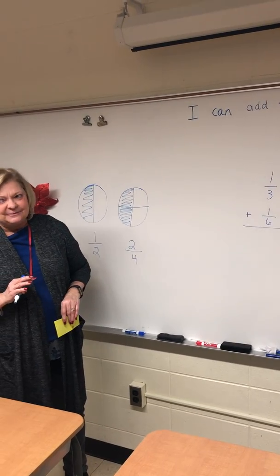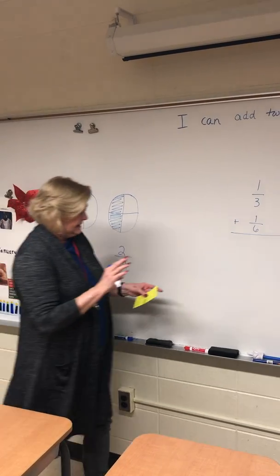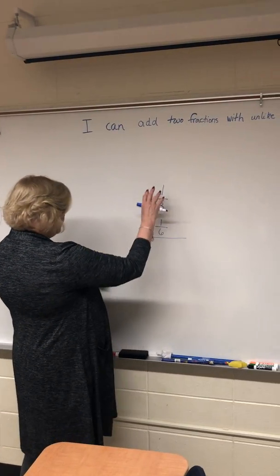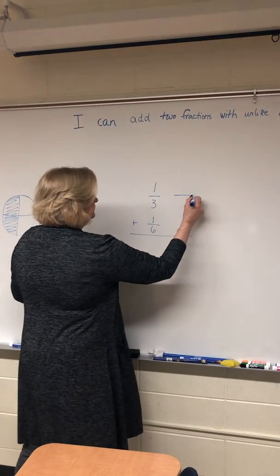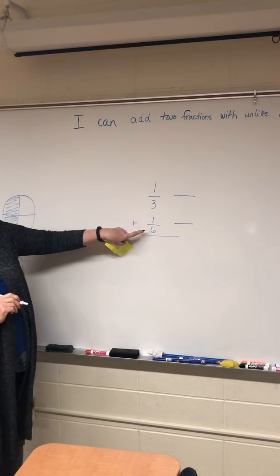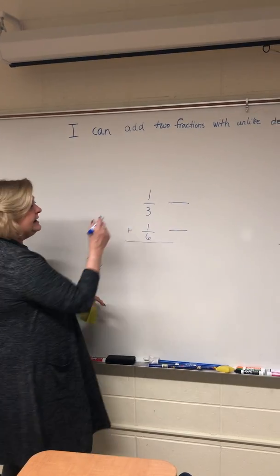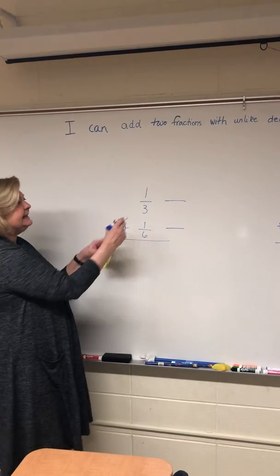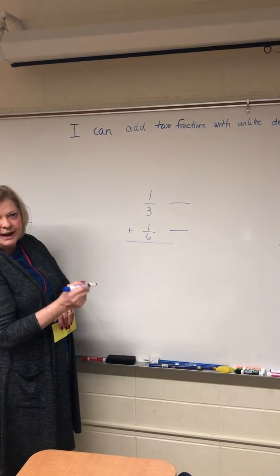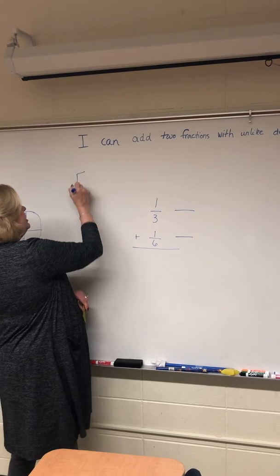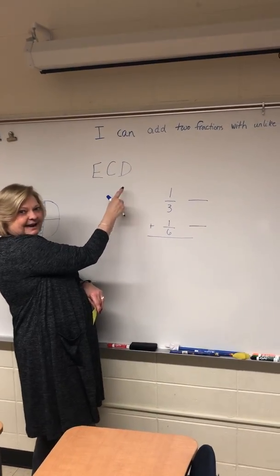So, first I want to show you how to do it the easiest possible way that you can do this. So, we're going to change these fractions so that they have the same bottom number. So, if I take 6 times 3, that is 18. Okay, so we know that 6 can be divided evenly into 18, and we know 3 can be divided evenly into 18. So that is the easiest way to find a common denominator. We call that the ECD, easiest common denominator.